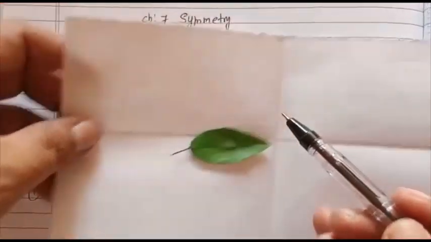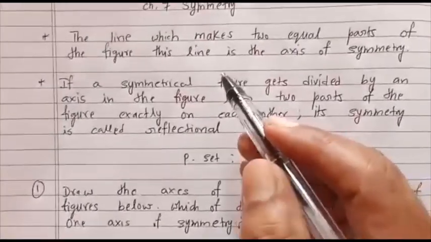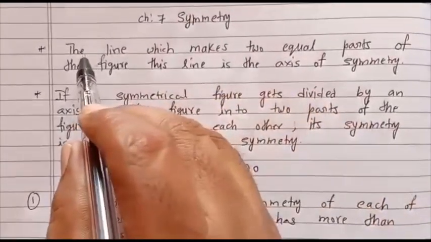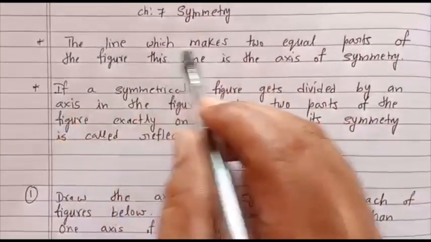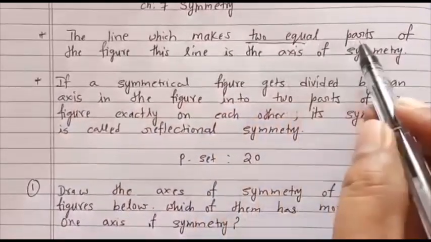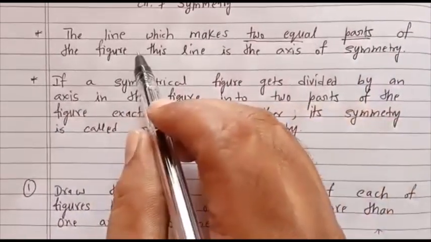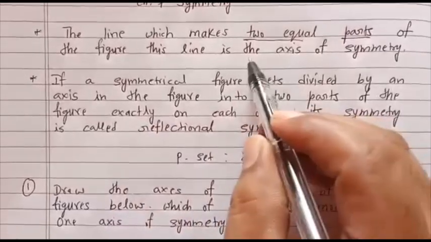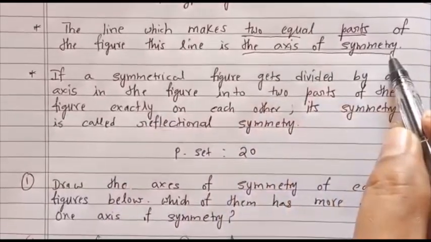Now let me see what is given in your textbook. What is meant by symmetry axis? The line which makes two equal parts of a figure. This line is known as the axis of symmetry.